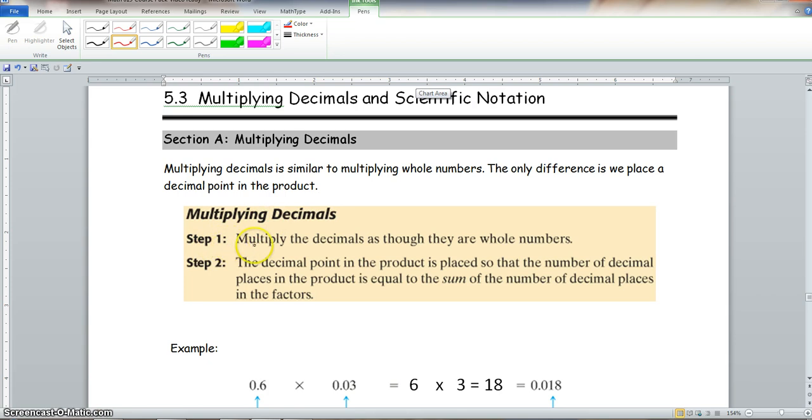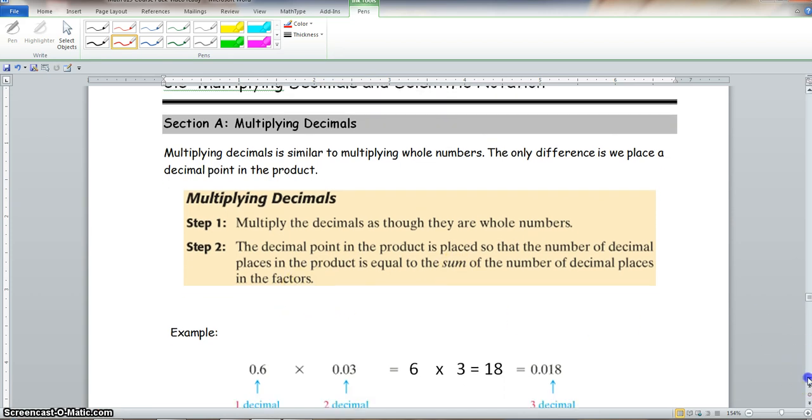Now, we have step 1, multiply the decimals as though they are whole numbers. Step 2, the decimal point in the product is placed so that the number of decimal places in the product is equal to the sum of the number of decimal places in the factors. Now, we have a few examples here.